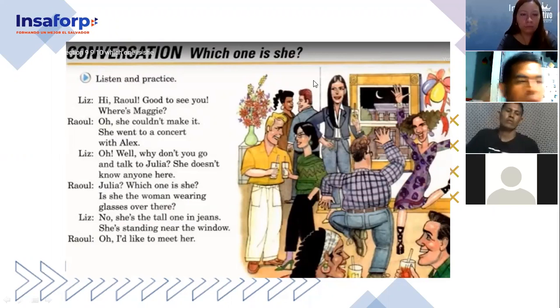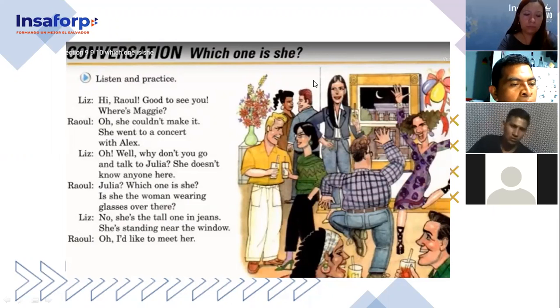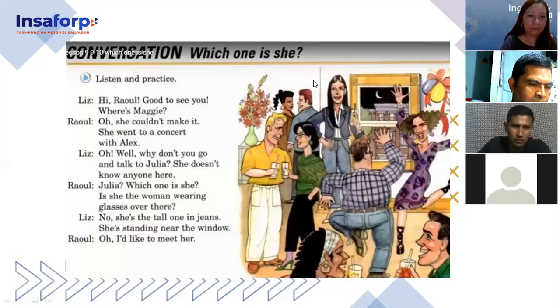Hi, Raul. Good to see you. Where is Maggie? Oh, she called in. She couldn't make it. She went to a concert with Alex. Why don't you go and talk to Julia? She doesn't know anyone here. Julia, which one is she? Is she the woman wearing glasses over there? No, she's tall. The one in jeans, she's standing near the window. Oh, I'd like to meet her.